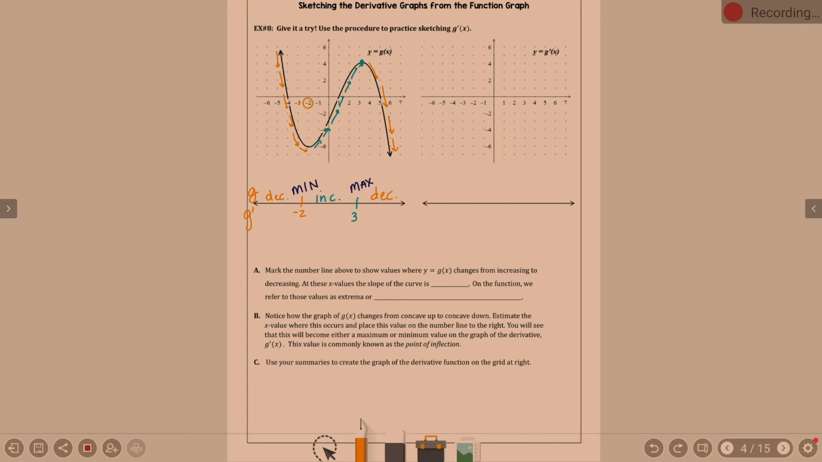Okay. Now, let's talk G prime. On the given graph, there's a min and a max. What are those going to be when I draw my derivative? Those are going to be zeros, yes? Do you see how I'm trying to pair all this information up?